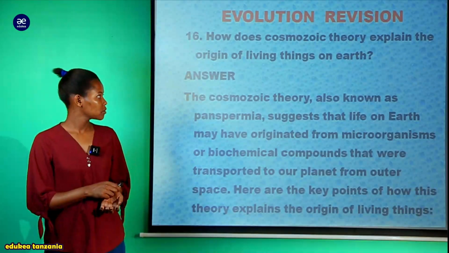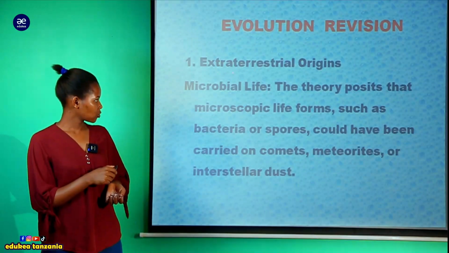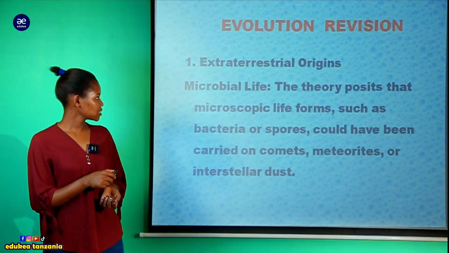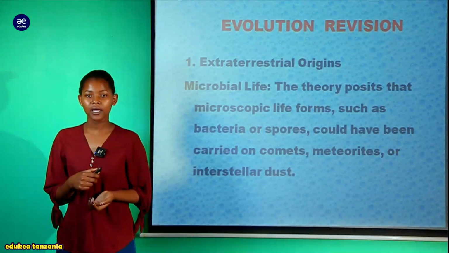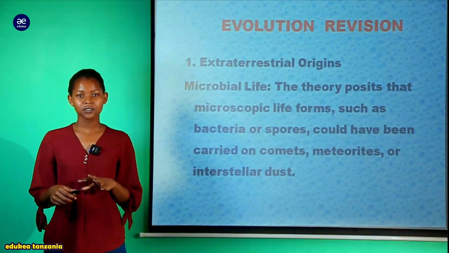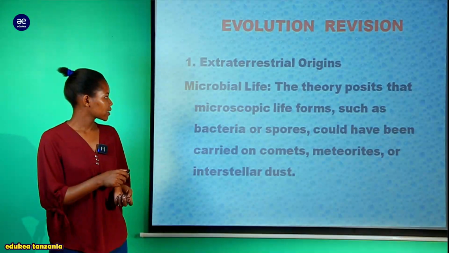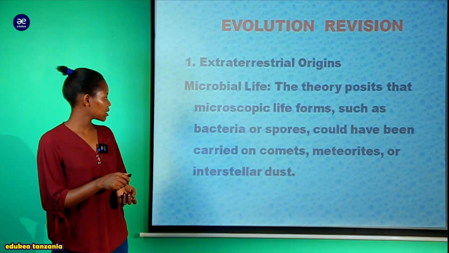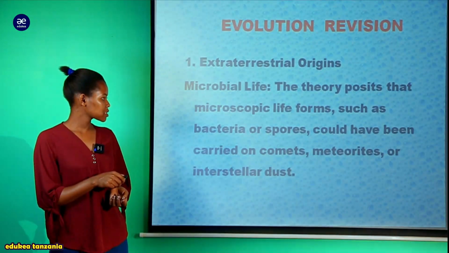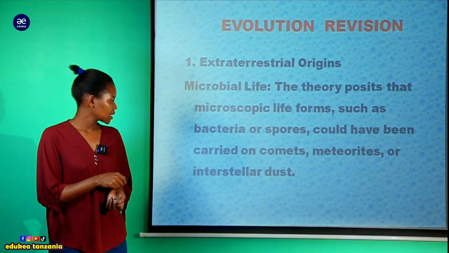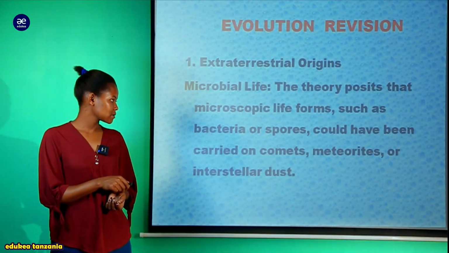And then you can see the first one is extraterrestrial origins by using microbial life. Alitumia extraterrestrial origin kwa kutumia microbial lives. You can see the theory posits that microscopic life forms such as bacteria or spores could have been carried on comets, meteorites or interstellar dust.